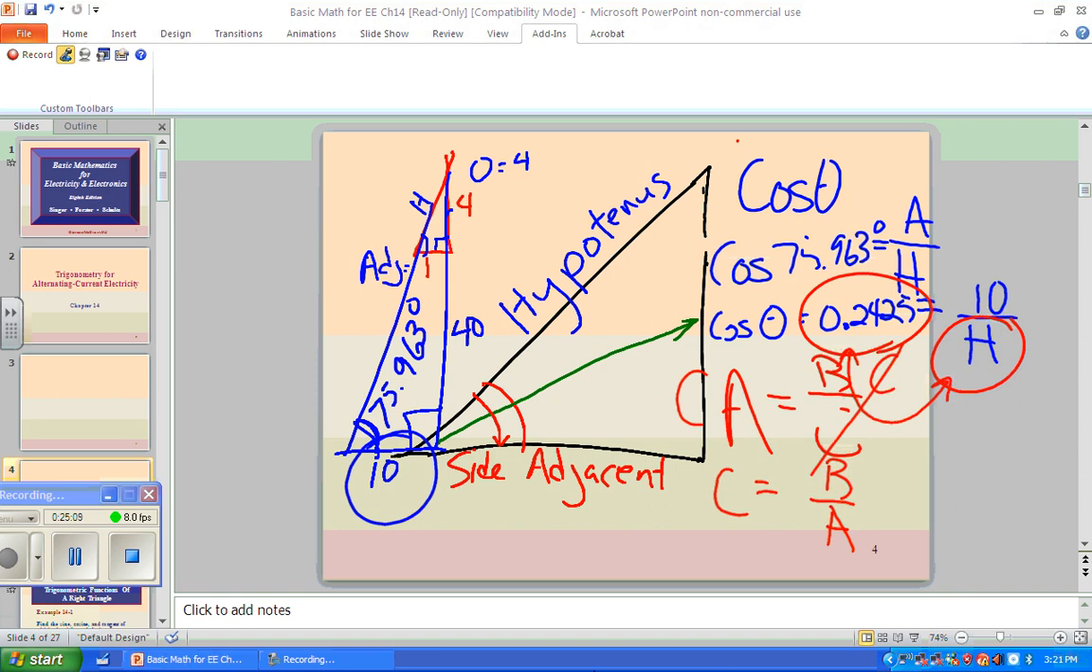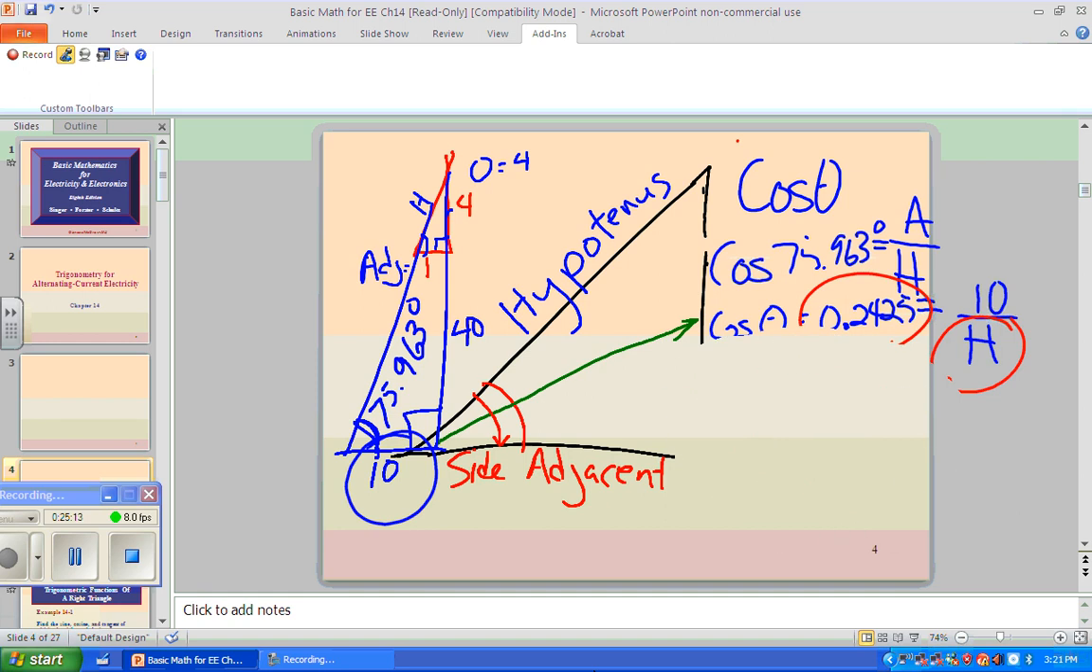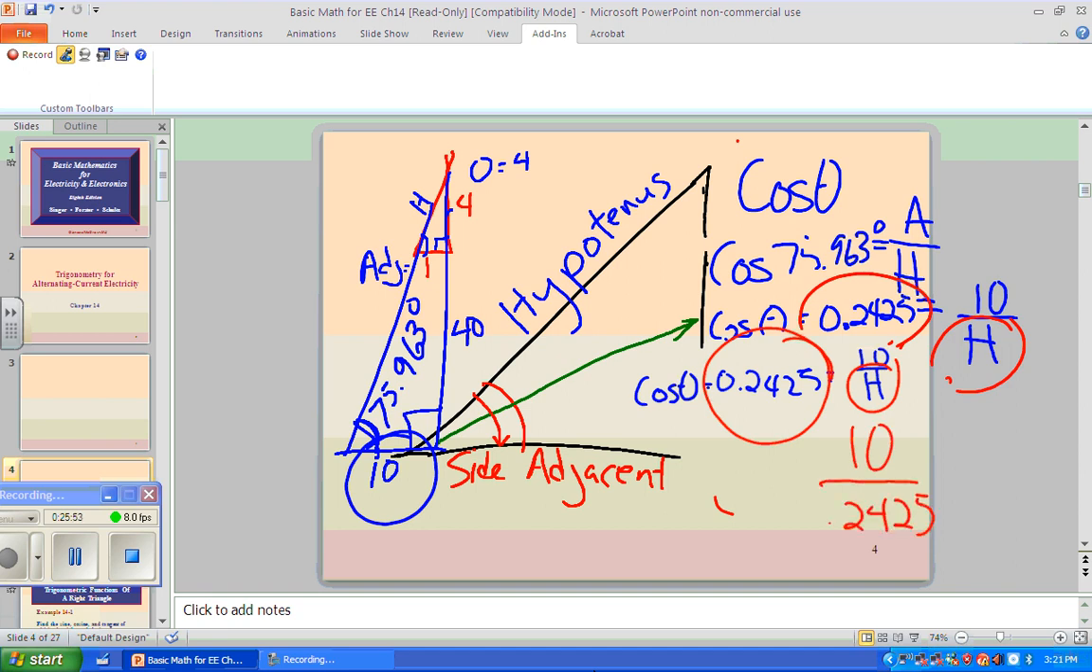We'll do a little erasing here, because this is getting a little messy. And we're going to say that we now have the cosine of theta is equal to 0.2425, and that's equal to 10 over h. And now we're going to switch these two, and we're going to wind up with 10 divided by 0.2425 is equal to h. Everybody okay with that? Everybody follow along, see what I did? It's not that hard, it's very simple algebra. Now we have a solid number on the right and our variable on the left, just what we want, right?